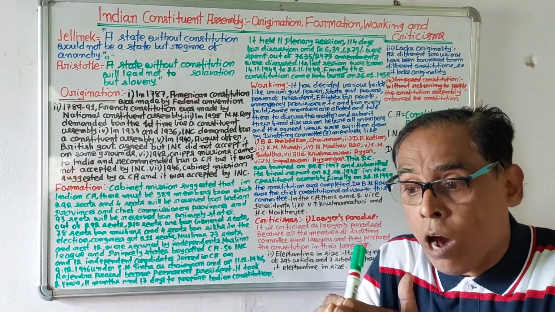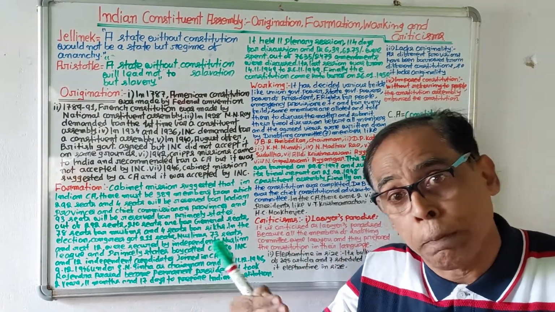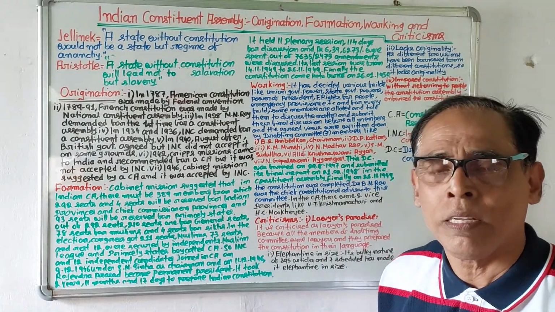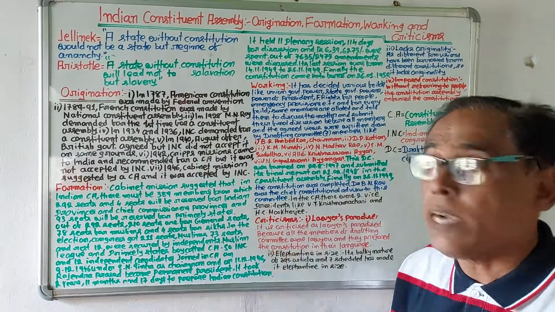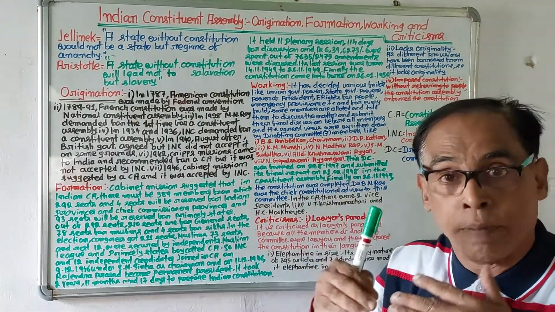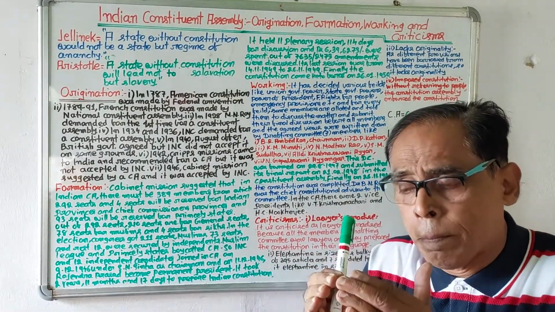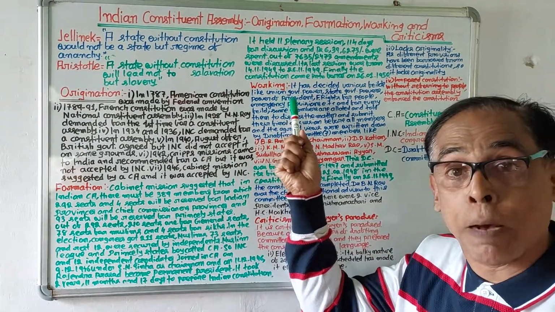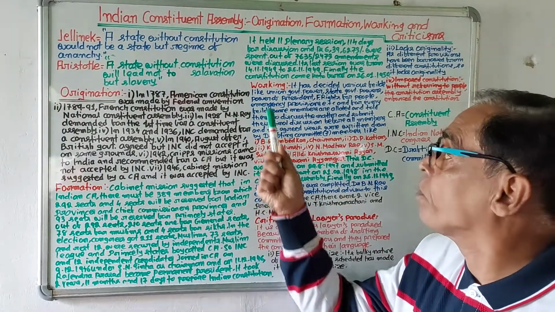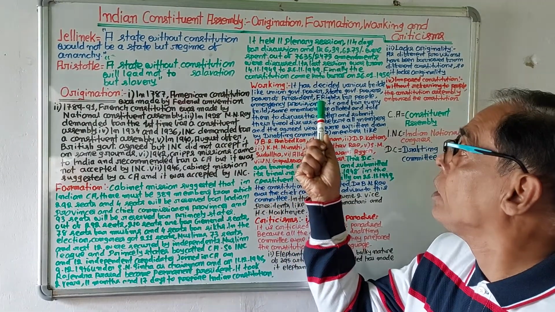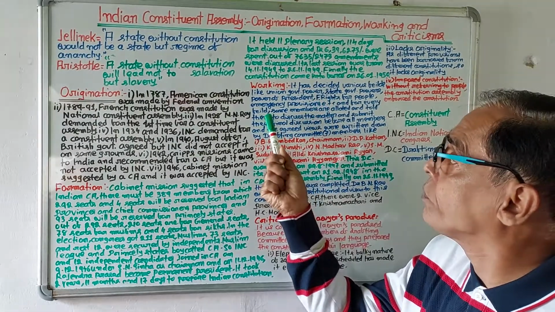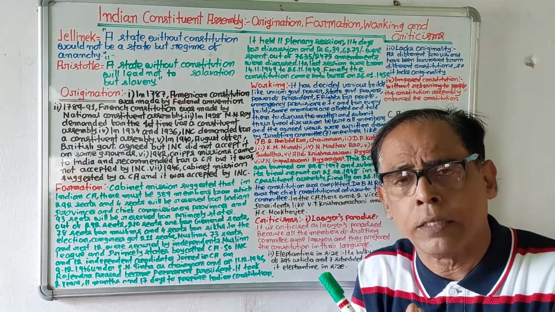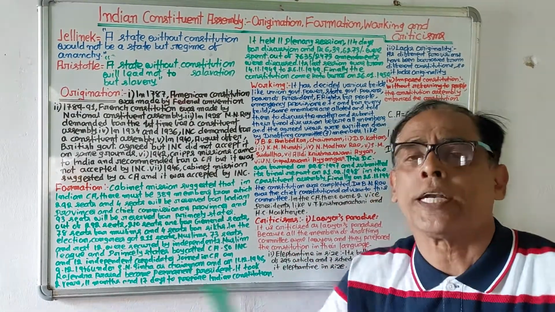Now let us discuss how the Constituent Assembly prepared the Constitution. What is the working procedure? First of all, it was decided that various fields will have to be selected, like union government's power, state government's power, powers of president, fundamental rights of people, emergency provisions, etc. And for every field, some members were allotted.